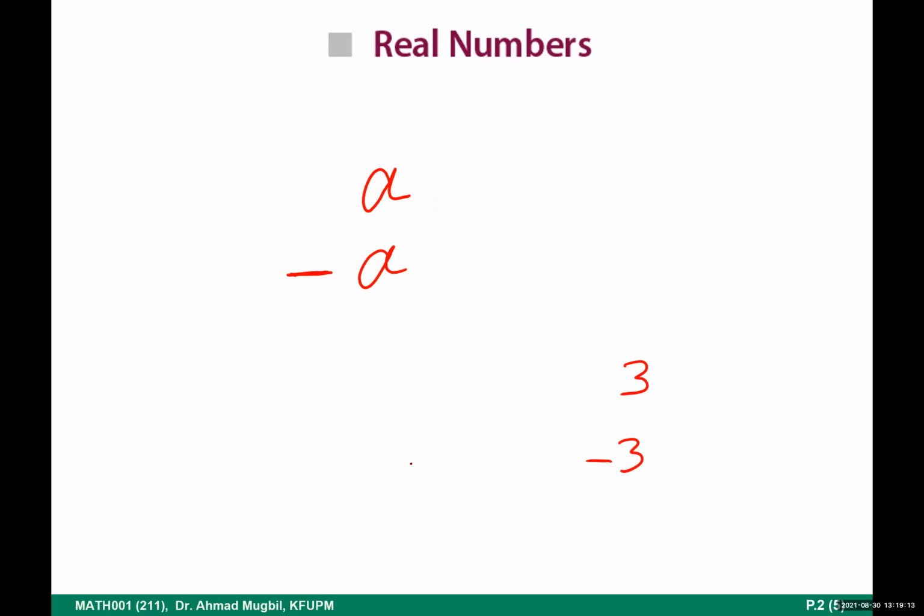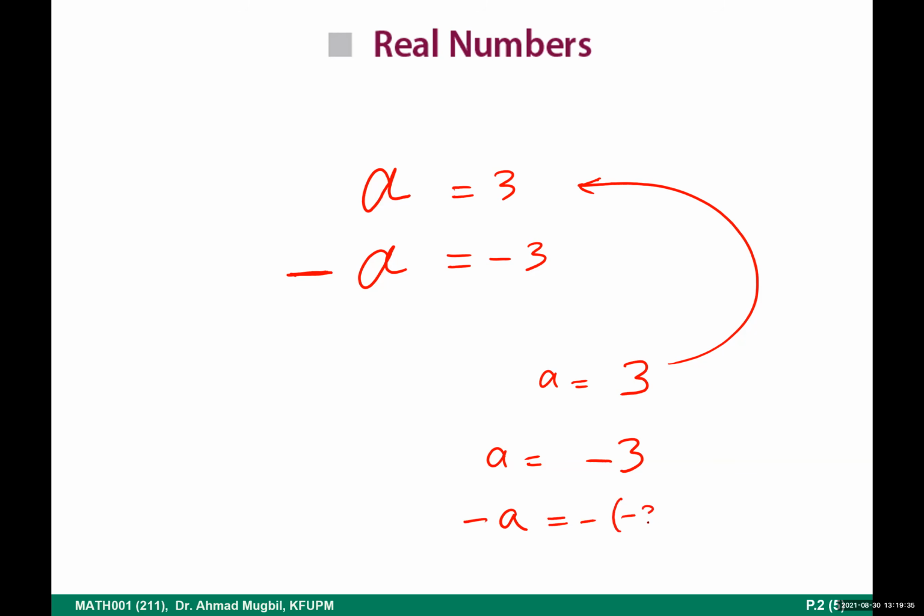Negative 3. So now look, if A is 3, what will be negative A? If A is 3, negative A will be what? Negative 3. So this will be negative, this will be positive. But if A is negative 3, what will be negative A? Negative A will be negative of negative 3. It will be 3. So this is positive, this is negative.